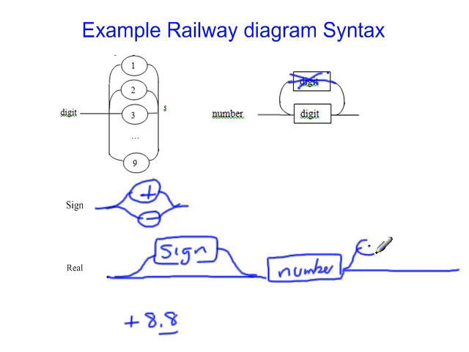Now to do that, we have to have the option of a dot followed by a number. So the number is a digit, multiple digits. So what we have now is we have either a sign or no sign, followed by a number, followed by either nothing, or a dot followed by a number. So there we have a real being defined.